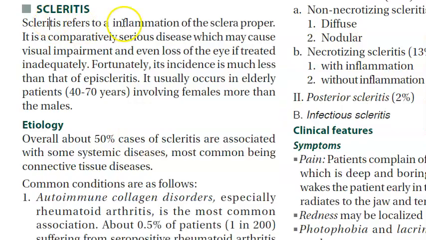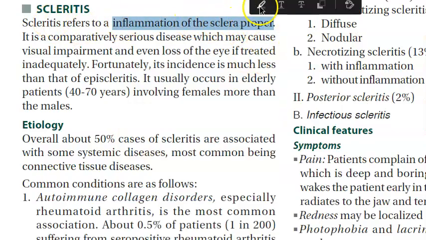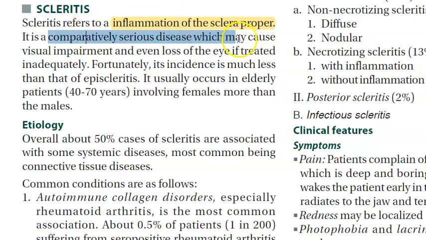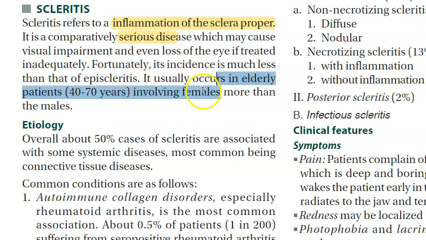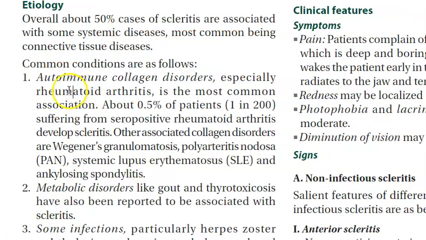Good. So scleritis is the inflammation of the sclera proper. It is a serious disease. It can cause visual impairment, and loss of the eye also. Its incidence is less. It usually occurs in elderly patients, involving females more than males. It is associated with rheumatoid arthritis, the most common association you should know.